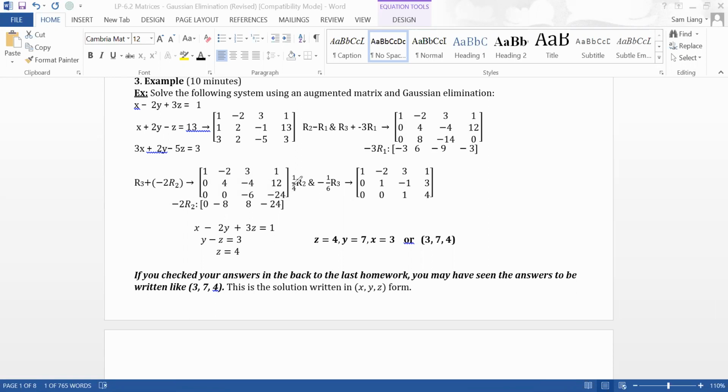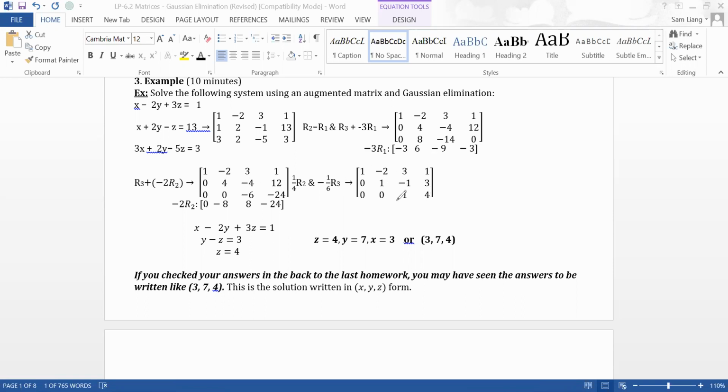All right, so we're almost done. All we have to do now is, instead of 4 and negative 6 here, we want 1s, right? We want each leading entry to be 1. So I'm going to do 1/4 times R2, and then negative 1/6 times R3. And if we do that, 1/4 R2 is going to be 1, negative 1, 3, just 1/4 times each of these, and then negative 1/6 R3 is going to be 1, 4.